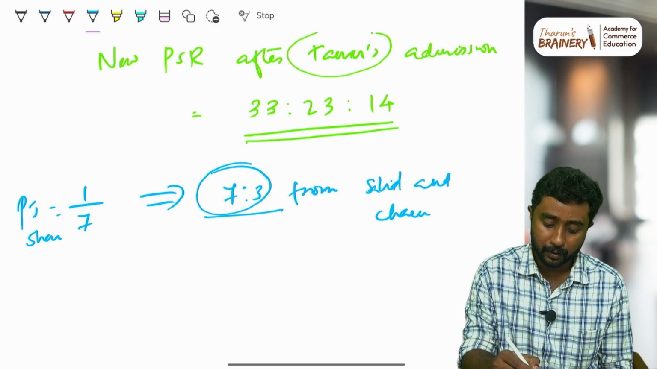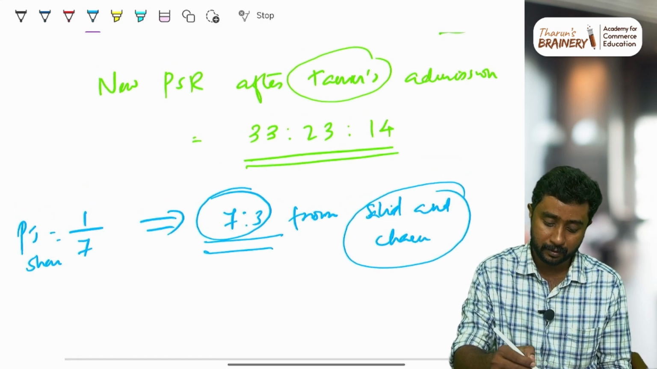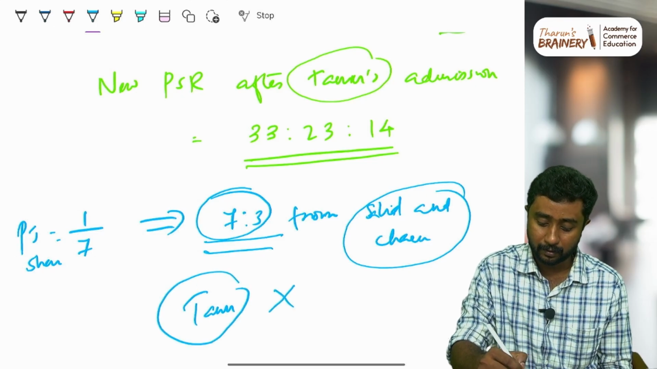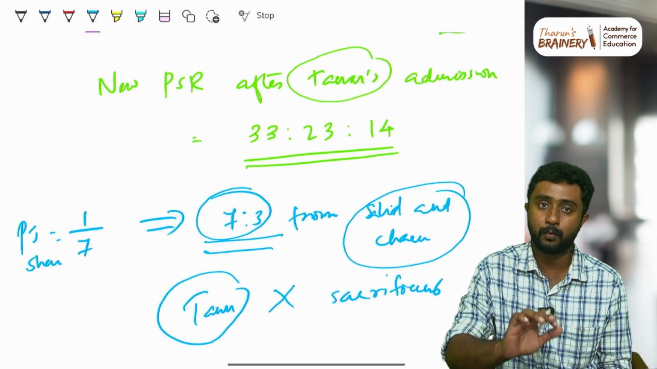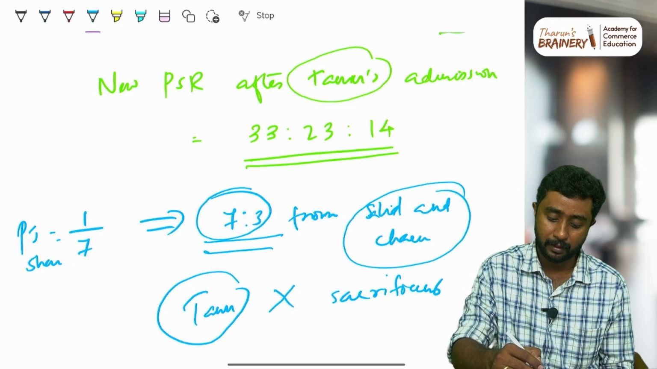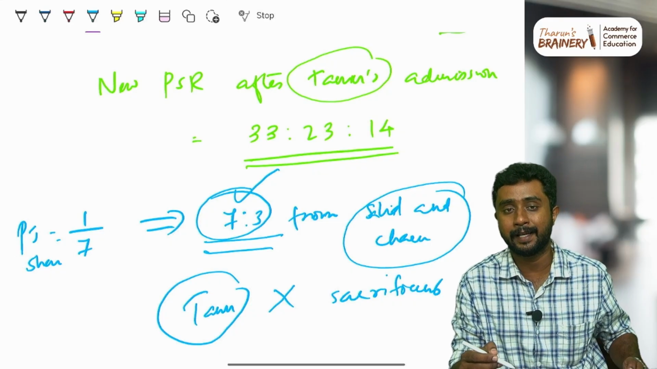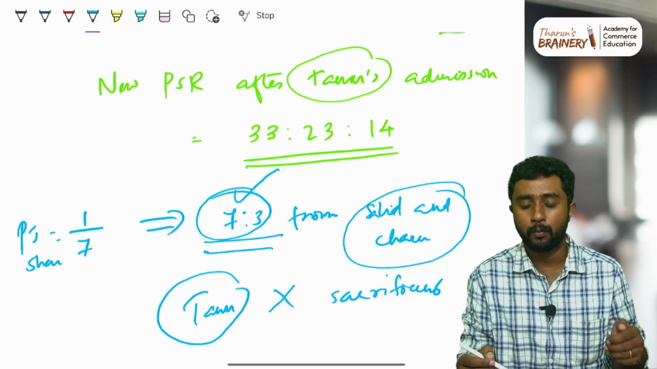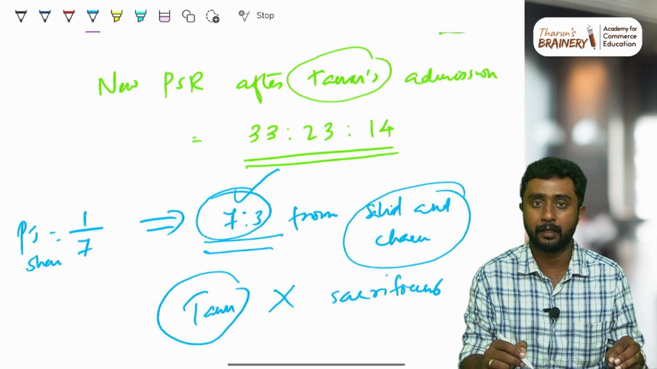But here only Sahil and Charu are sacrificing, whereas the new person who was already there in the partnership, that is Tanu, is not at all sacrificing. Tanu is not coming under sacrificing. Only 2 people are sacrificing. So what is the sacrificing ratio of Sahil and Charu? That is already given in the question, 7:3. Because the ratio in which people sacrifice their profit share in favor of any new partner is basically called the sacrificing ratio. So this is the sacrificing ratio, 7:3.